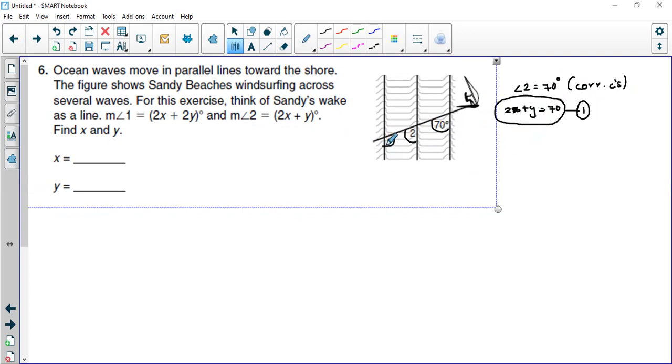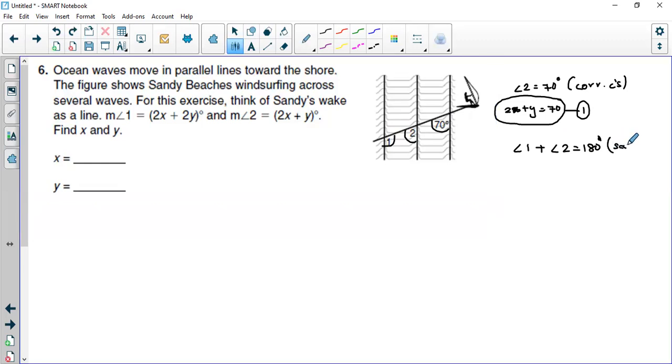Now, the next equation we could get is, we can say angle 1 plus angle 2 is equal to 180 degrees, right? Angle 1 plus angle 2 is equal to 180 degrees. And why did we say that? Just because they are same-sided interior angles. So let's substitute the values here. What's the measure of angle 1? It's 2x plus 2y. And what's the measure of angle 2? It's 2x plus y equals 180.